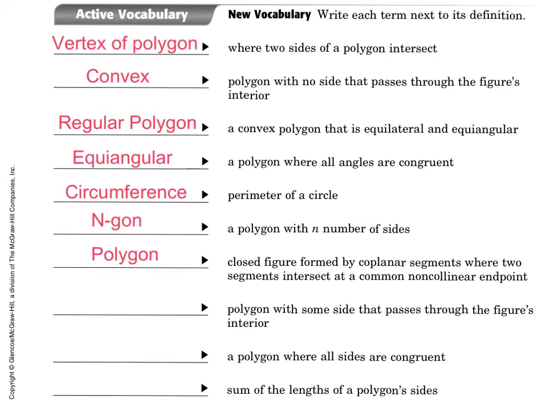Alright, then we have a polygon with some sides that pass through the figure's interior, which is concave, or concave polygons. Now those are the ones that cut inside and they make like a cave. And then we got a polygon where all sides are congruent. Well, it's kind of like where all angles are congruent, and that's an equilateral polygon. Okay, moving on.